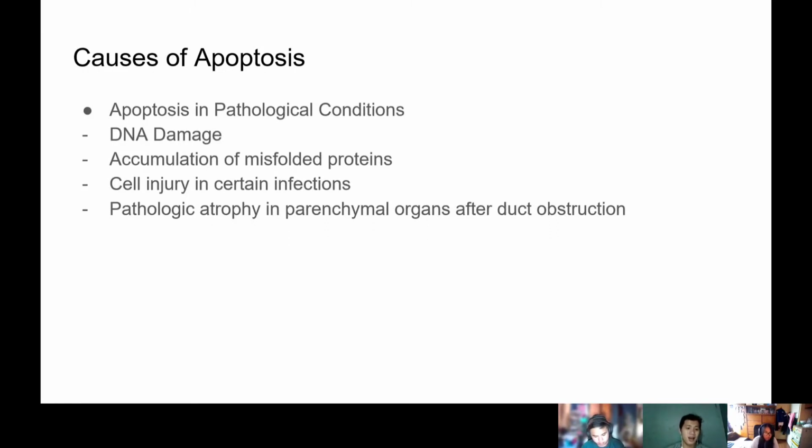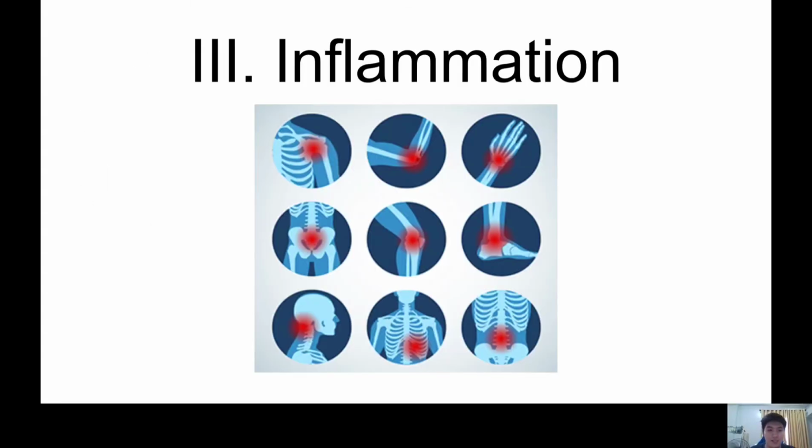Next is the accumulation of misfolded proteins. Improperly folded proteins may arise because of mutations in the genes encoding these proteins or because of extrinsic factors such as damage caused by free radicals. Excessive accumulation of these proteins in the ER leads to a condition called ER stress, which culminates in apoptotic death of cells. So next, let's discuss inflammation.